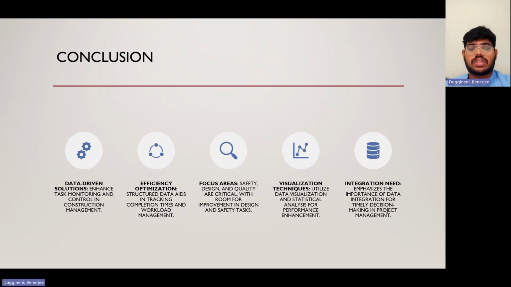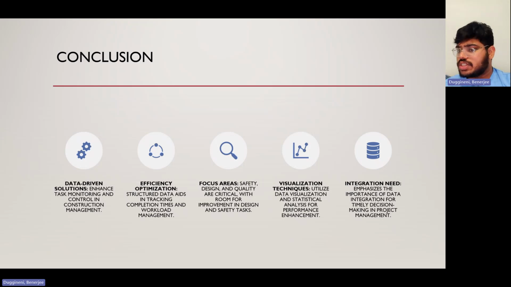Into the conclusion, data-driven solutions enhance task monitoring and control in construction projects, and efficiency in optimization. Structured data aids us in tracking complex timelines and workload management, and we need to focus on critical areas like safety, design, and quality, where there is room for improvement, which is the need of the hour in the design and safety tasks.